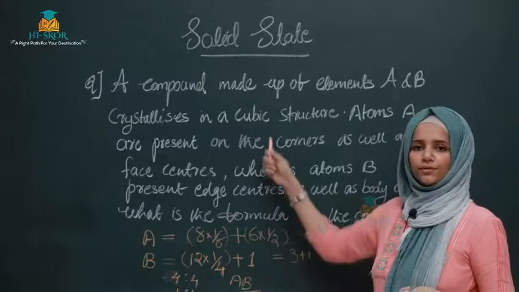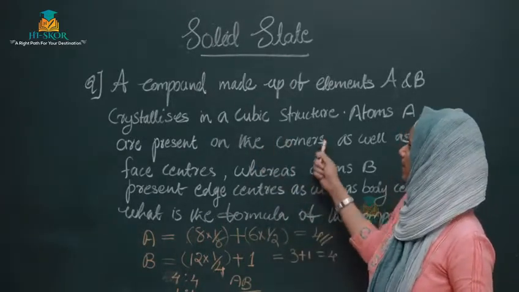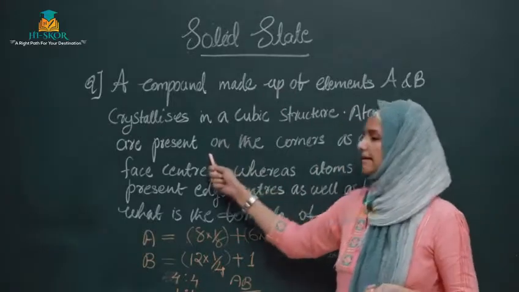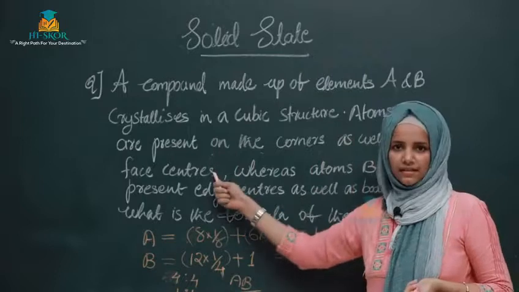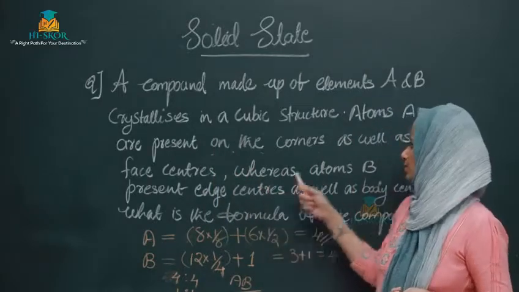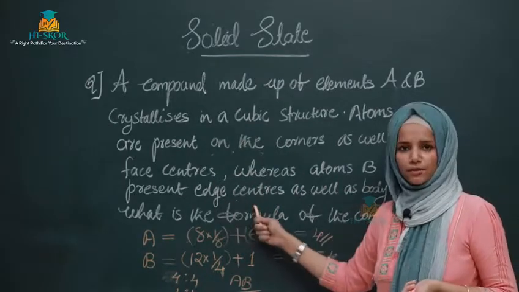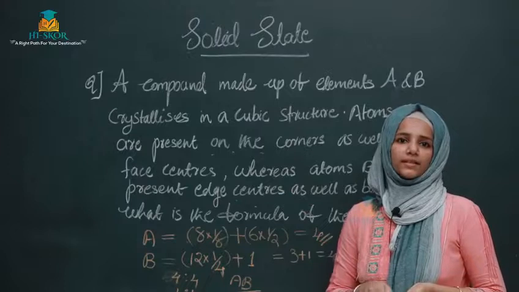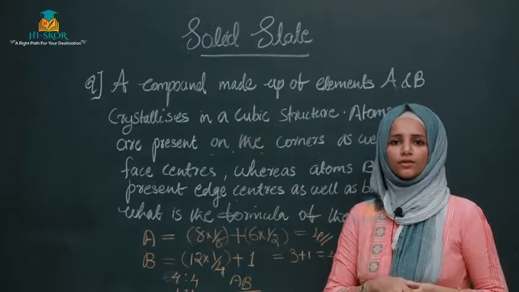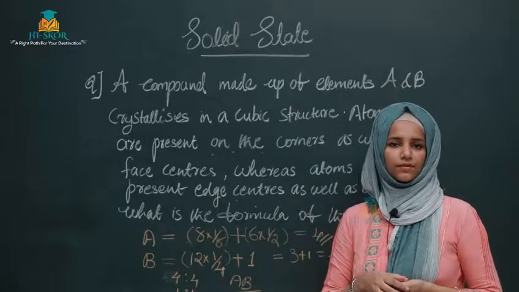How will you draw? You simply draw the cube symbol. Then A atoms are present at the corner as well as face center. Mark the A atoms. And B atoms are present at the edge centers and body center. Mark the B atoms also. You can draw the structure also. So this is the way we do the problems. You have lots of problems in your textbook. You can practice from your home.